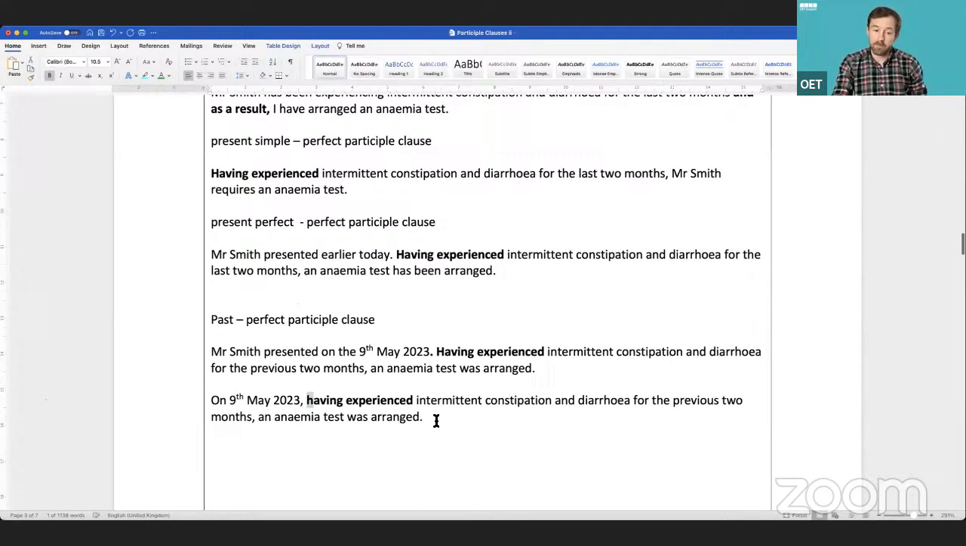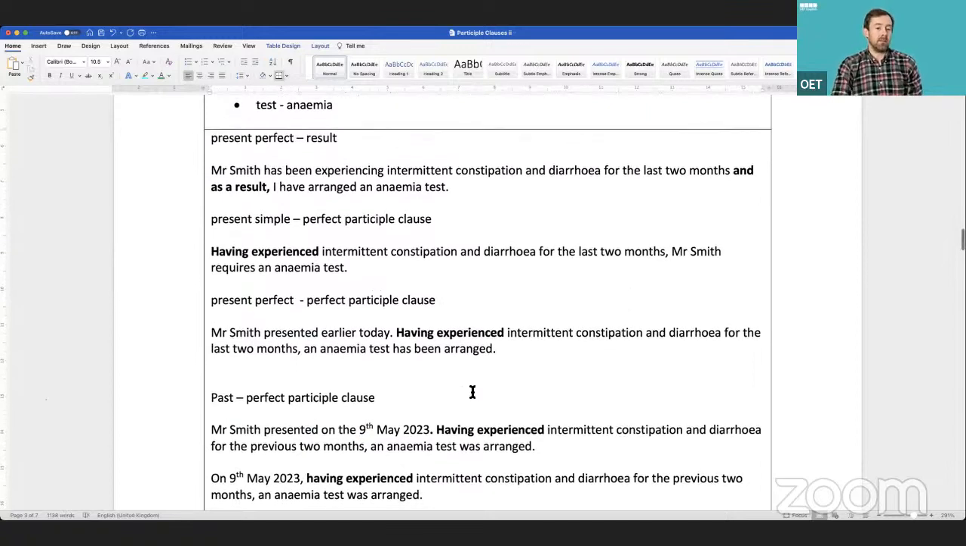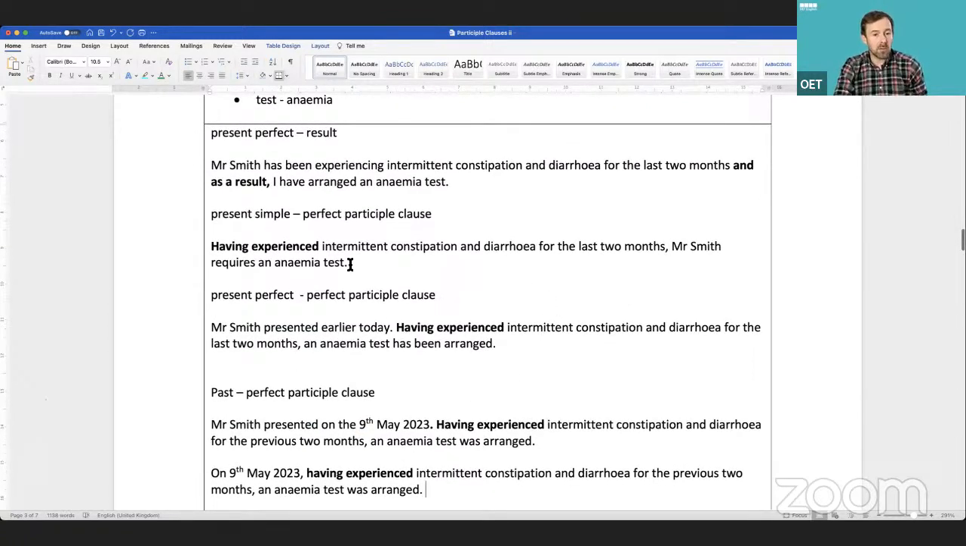Okay, that works because this is just a time phrase at the beginning, a timestamp, like yesterday. But if you've got Mr. Smith presented, that's a full verb clause and you can't just put a comma. Remember, you need to have a linker to do that and add a new clause. So there are loads of different ways of doing it. But ultimately, look at all of these examples.